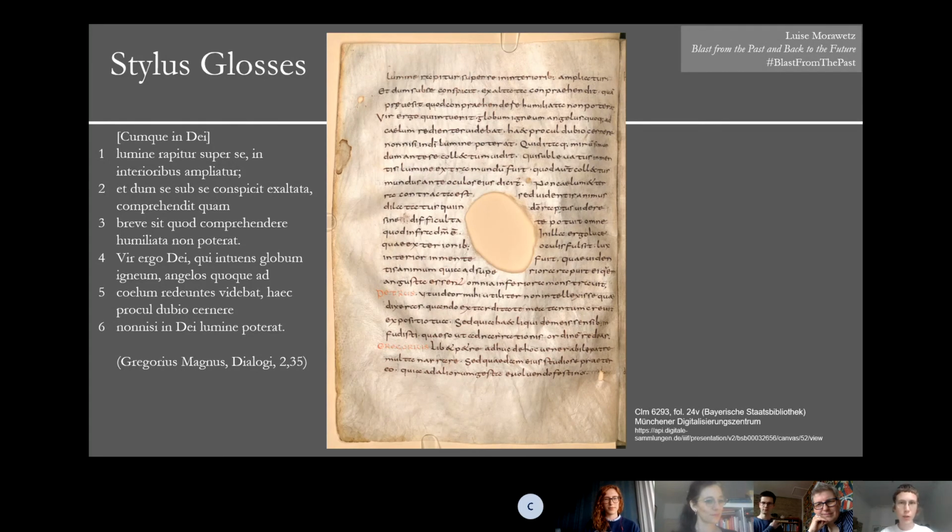A short side note for everyone who is not familiar with the term glosses and manuscripts: the definition by the British Library is a word or words commenting on, elucidating, or translating those of the main text. Glosses were often written in the margins or between the lines.